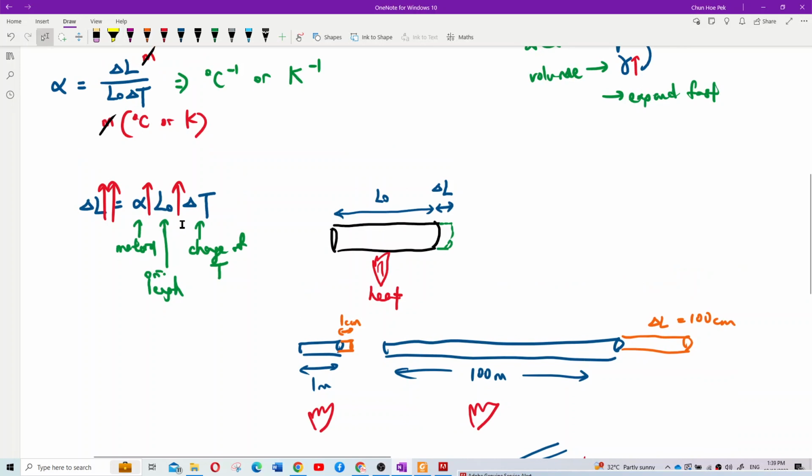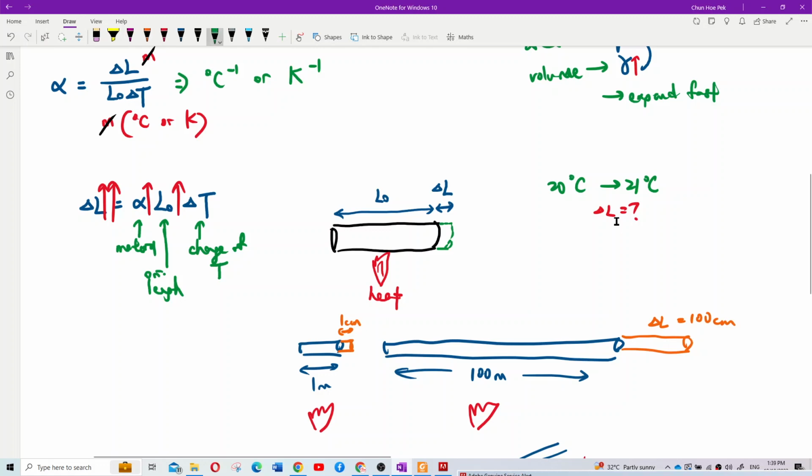So delta L. Initial length long means change of length also a lot. Change of temperature, of course. That means if you heat up, for example, class, from 20 degrees Celsius up to 21 degrees Celsius, how much is the change in length you can expect? You just increase 1 degree Celsius. How much of a change of length?